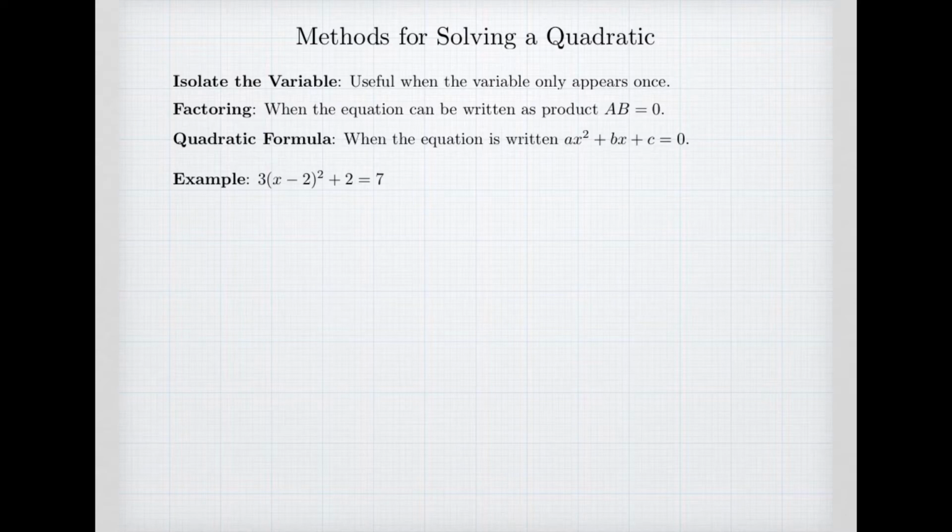So for example, in this first problem, x only appears in this position here inside of the square. And so the strategy of isolating the variable is to move things to the other side of the equation until x is by itself.